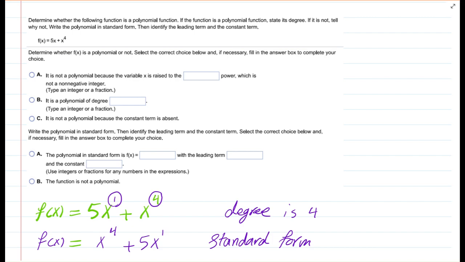What is the leading coefficient? The leading term is x to the power 4. The leading coefficient is coefficient of x to the power 4. Here is 1. What is the constant here? There isn't any constant. So the constant is 0.